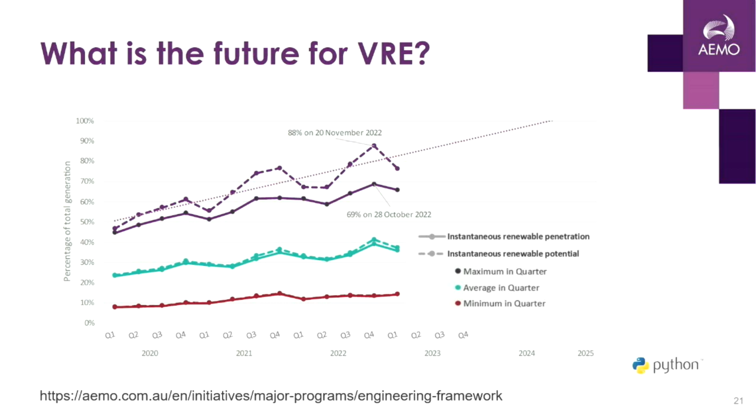you'll see it intersects at some time in 2025. So our goal is to have the control mechanisms in place to manage the grid at 100% variable renewable energy by sometime in 2025.